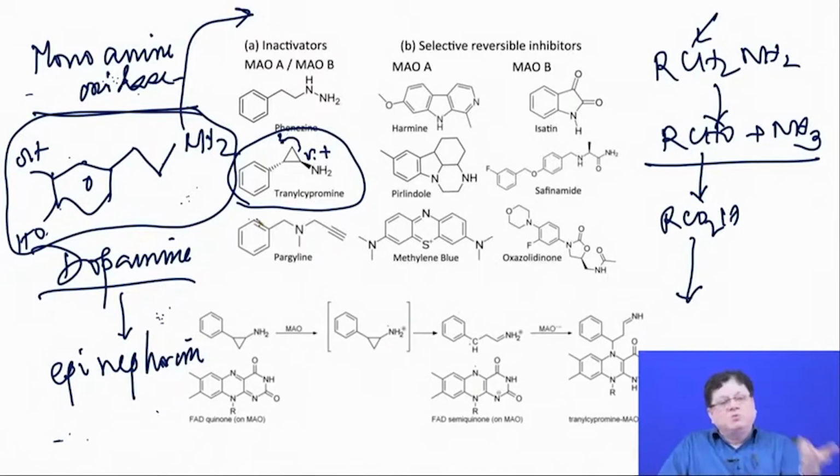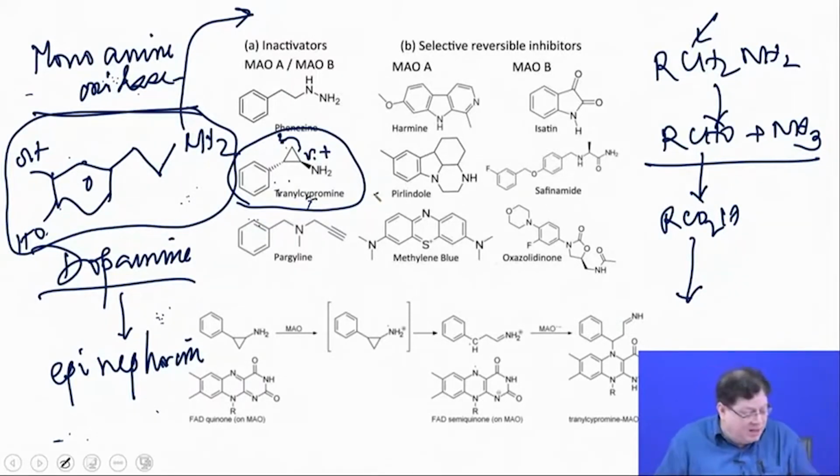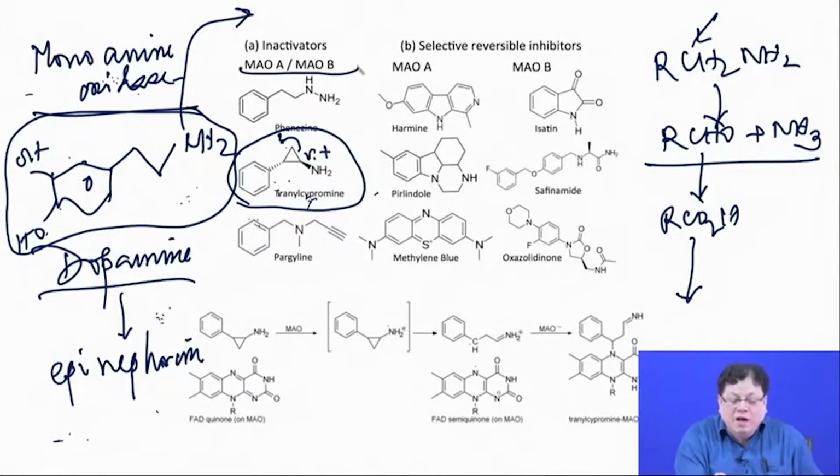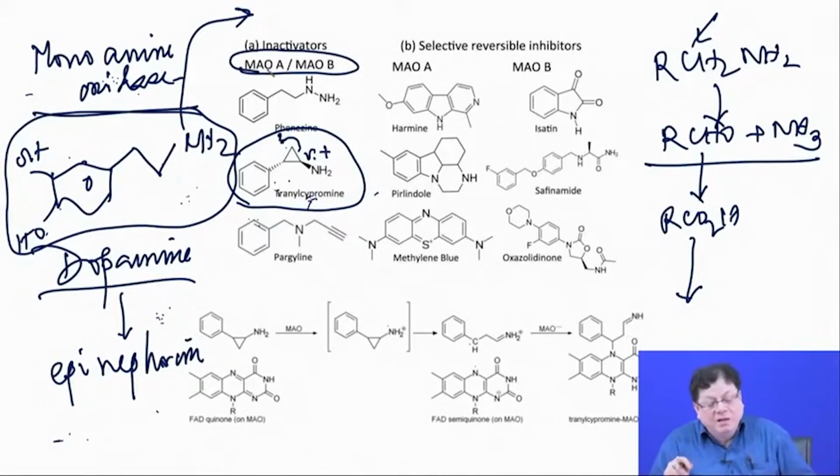That means, it is a kind of suicide inhibition, that the normal reaction takes place, the first electron is removed, but then as it is removed, it is like that cyclopropyl methyl radical. So, it is a cyclopropyl amine radical, that also opens up immediately. Okay. So, there are many kinds of drugs. There are two types of MAO inhibitors, MAO A and MAO B. If you are interested, you can go through it.